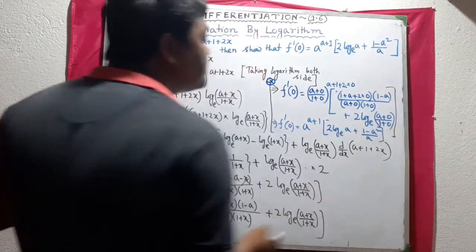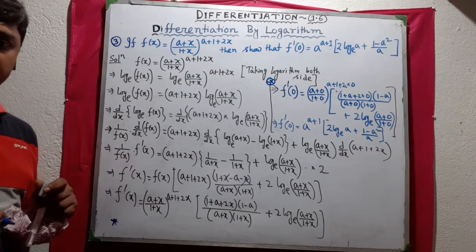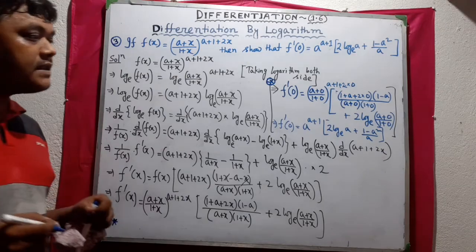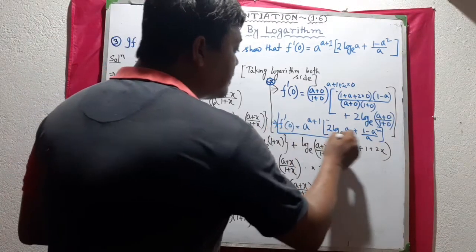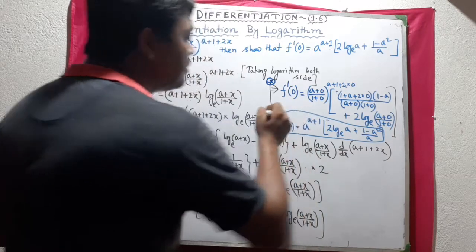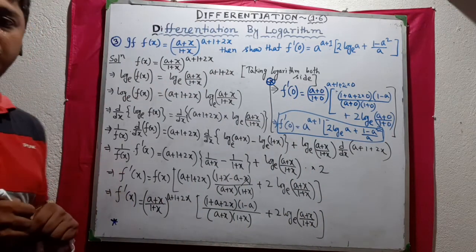This is our required result and we have to prove it. Okay, hence the result is proved. দেখো রেজাল্টের সঙ্গে দেখে নাও, result is proved. Clear?